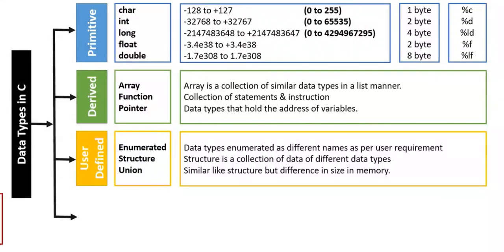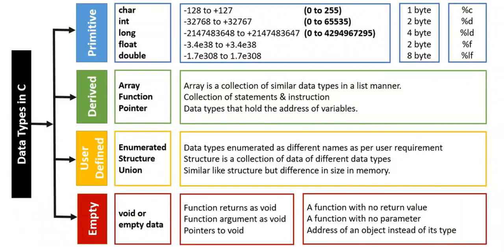And the last one is empty data type, that is void. Now void can be used within function and pointers. Now this data type doesn't hold any value. So if I talk about function returns as void, that means a function with no return value. If I talk about function argument as void, then a function with no parameter. And if it is pointers to void, then address of an object is considered instead of its data type.